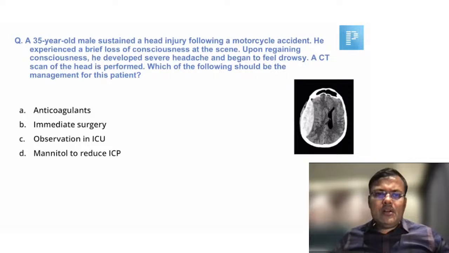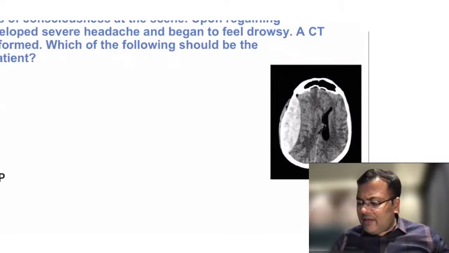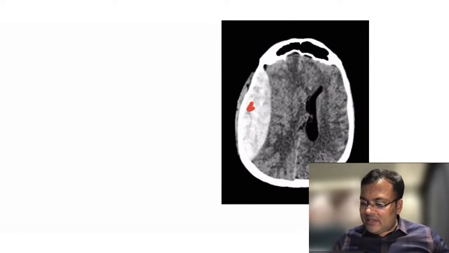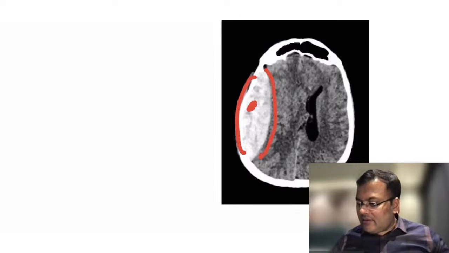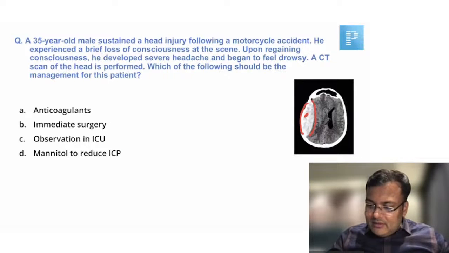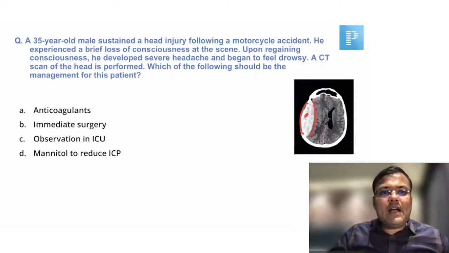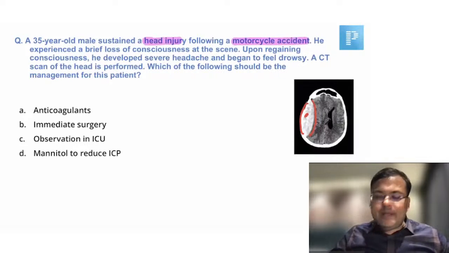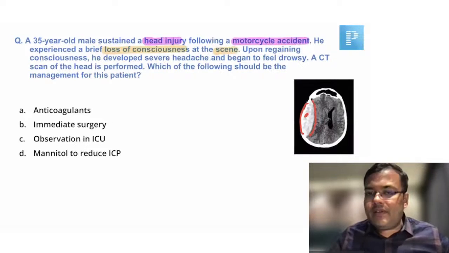Now, guys, this question, again, a repeat question. Almost every year this question is asked. You can see this is EDH, extradural hematoma. You can see here. Clear? Extradural hematoma. Now, see the question. 35 years old male sustained head injury following motorcycle accident. Experience loss of consciousness at the scene. Upon regaining consciousness, you can see here what kind of interval is positive.